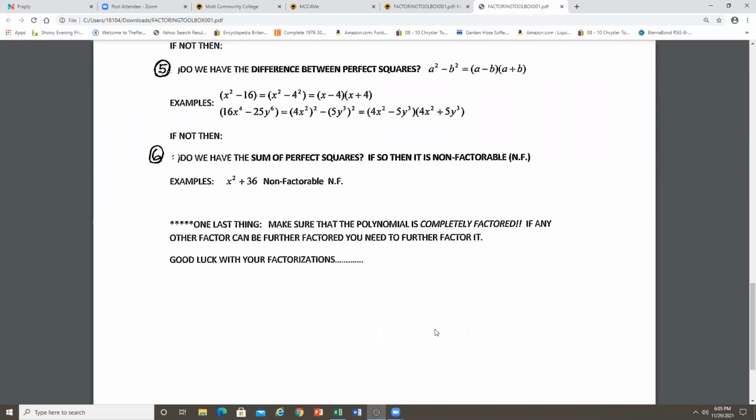Cubes. If you have the sum of cubes, a cubed plus b cubed, it factors as a plus b times a squared minus ab plus b squared. If you have the difference of cubes, a cubed minus b cubed, it factors as a minus b times a squared plus ab plus b squared. Those you can pencil in here at the bottom when you print this out.